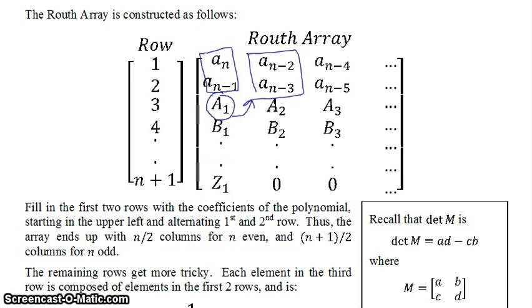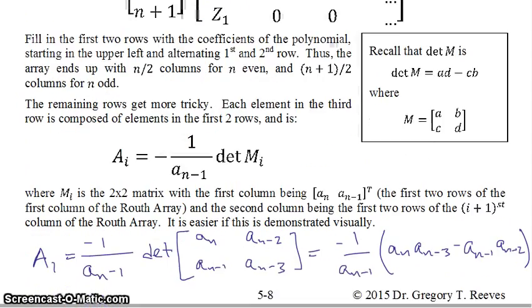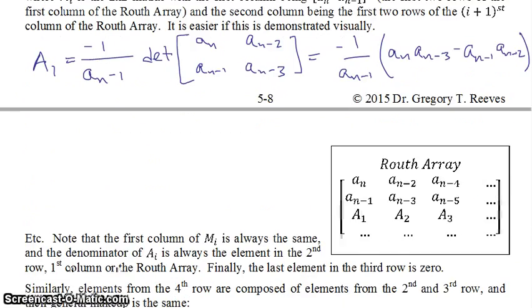Now what about calculating other elements? So what about A2? If I wanted to calculate A2, I would say, okay, this matrix M, the first column is these two, and the second column, if I'm doing A2, would be these two right here.